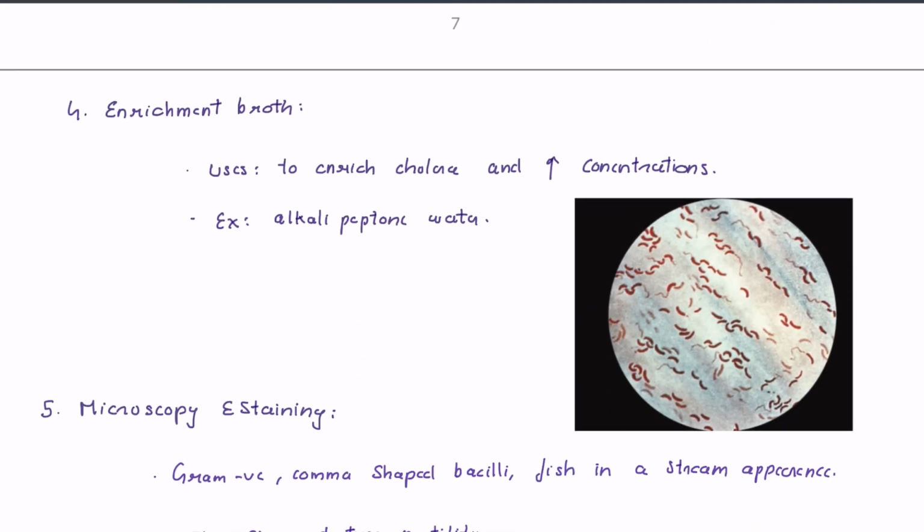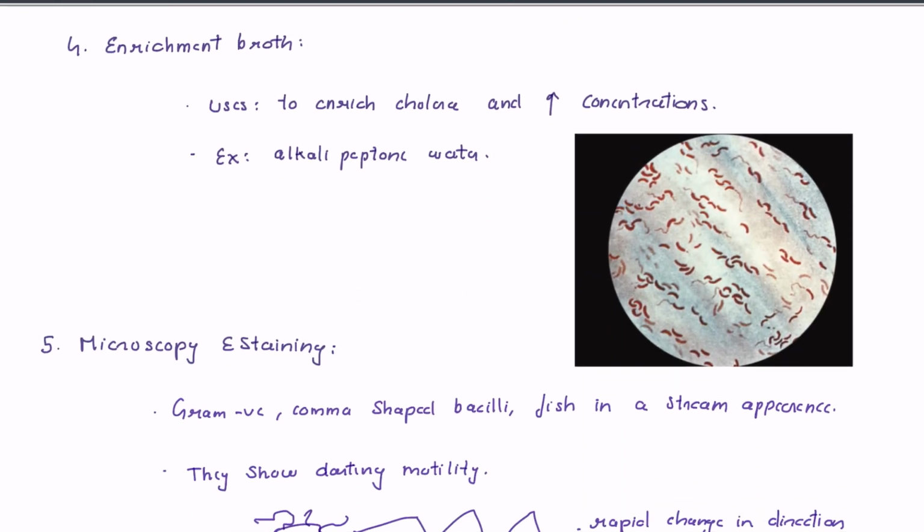Enrichment broth. It is used to enrich cholera and to increase the concentration, because the stool specimen might not contain an adequate amount of bacteria. So we use alkaline peptone water. As we have already discussed, it is alkali stable, and peptone is the nutrition for the bacteria.